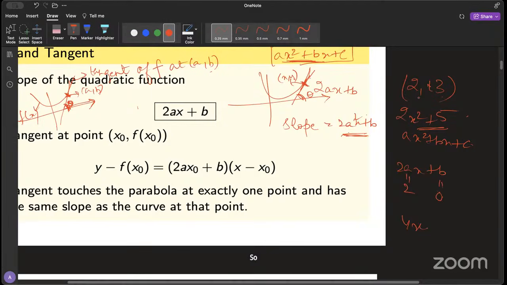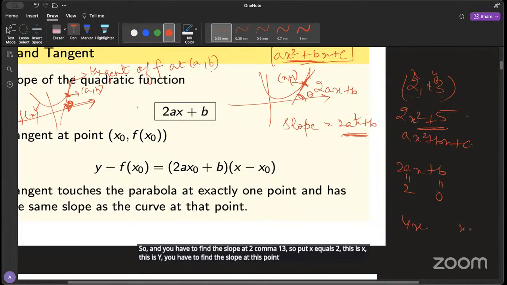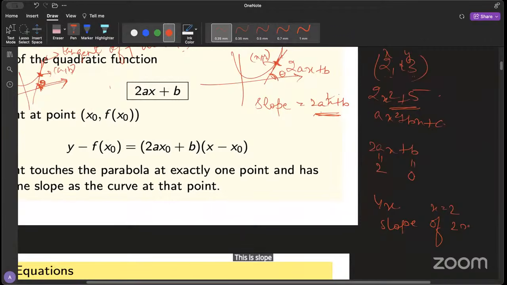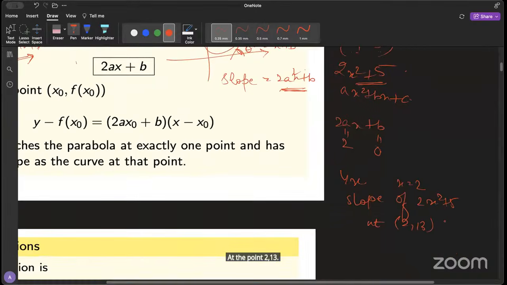So, you have to find the slope at 2 comma 13. This is x, this is y. You have to find the slope at this point. So put x equals 2 here. So the slope of 2x squared plus 5 at the point 2 comma 13 is 8. Is that okay?